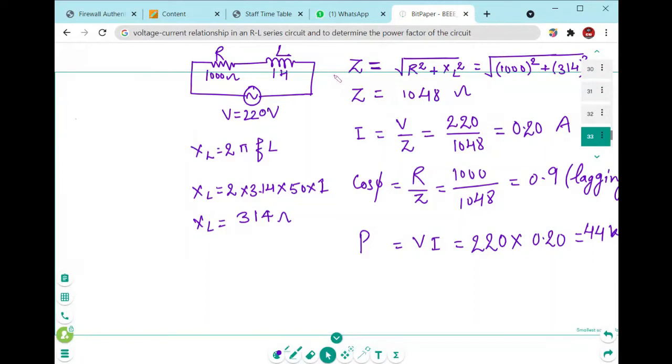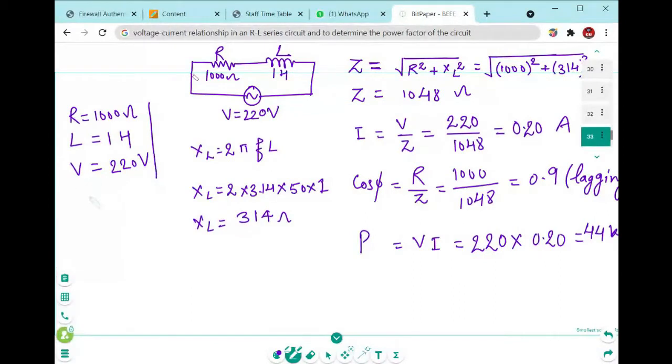We have a resistance right here. What is the resistance value? The resistance value is given as 1000 ohm. Okay. Then we have an inductor, that is L, that is 1 Henry, and we have some voltage V equal to 220 volt.